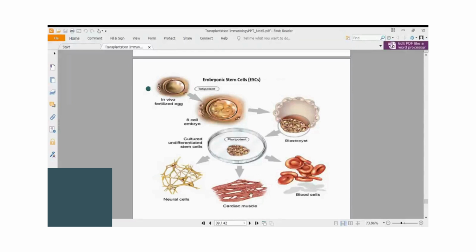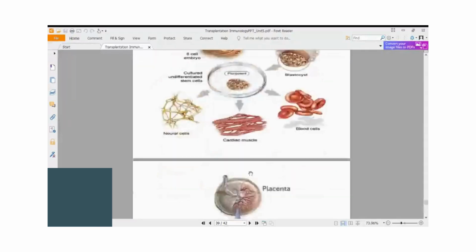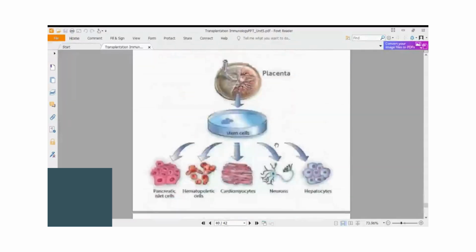Once the tissue is differentiated, it will express the MHC of the person who had donated, and that should match with the person who is going to receive it. So the stem cell banks, just like the way the blood banks are there, have started in developed countries, including India, which is a developing country. We now have a stem cell bank in Mumbai. Okay. Then comes another important source of stem cells, that is the placenta.